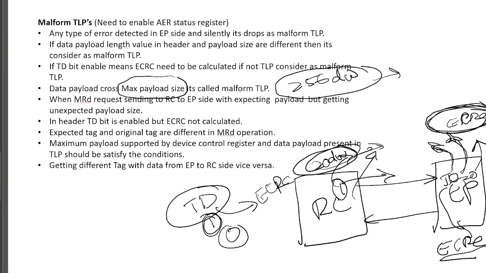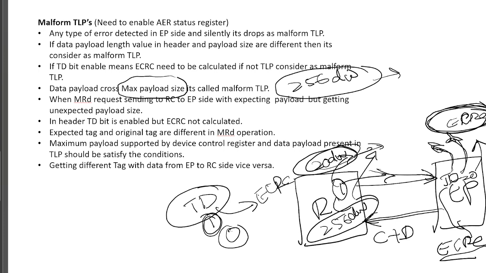One more is the maximum read request size. Say you have an RC and an EP, and you are sending a request: I want to read 256 words of data. The EP will send a completion with the data. The completion data coming from the EP to the RC should not cross that boundary. You have given 256 words as the MRRS setting, but if you get more than that, it will be considered a malformed TLP.